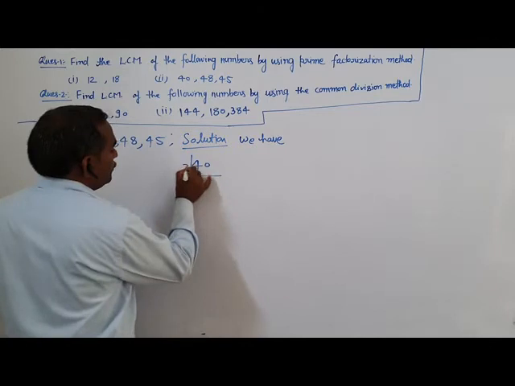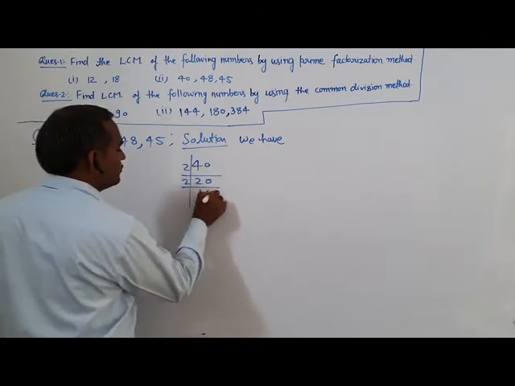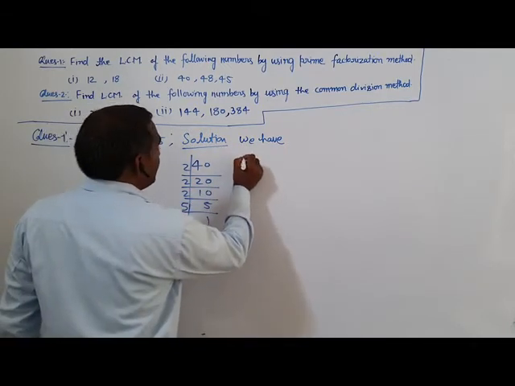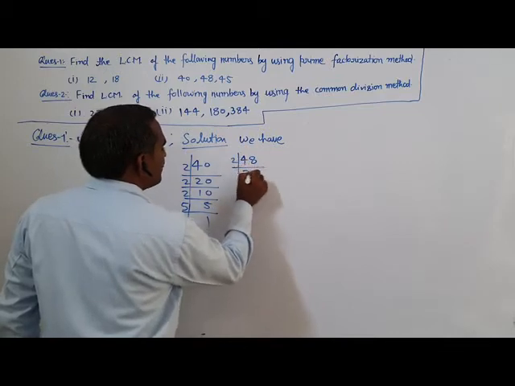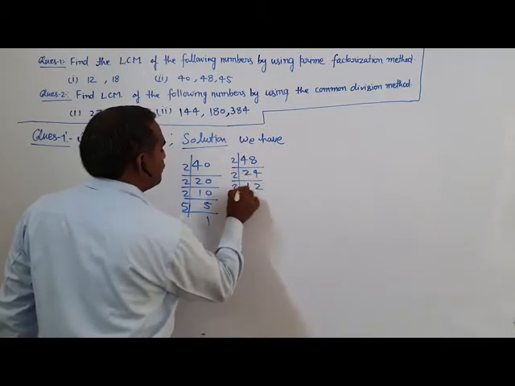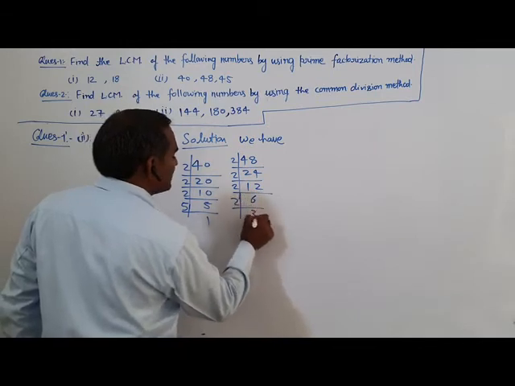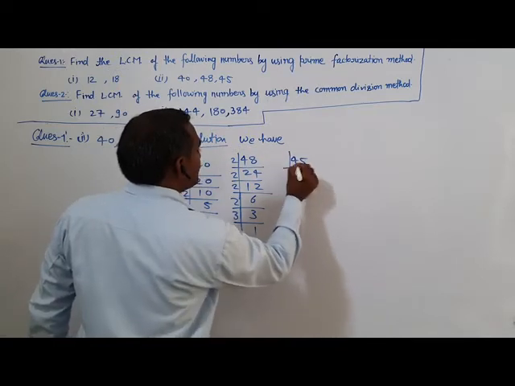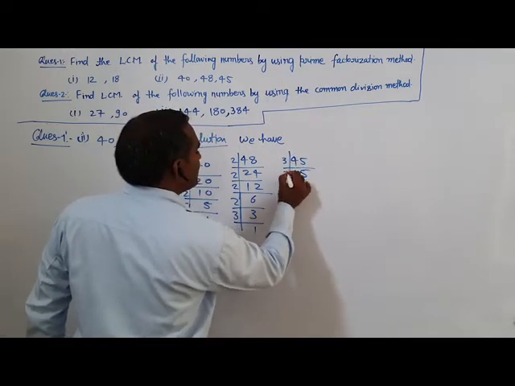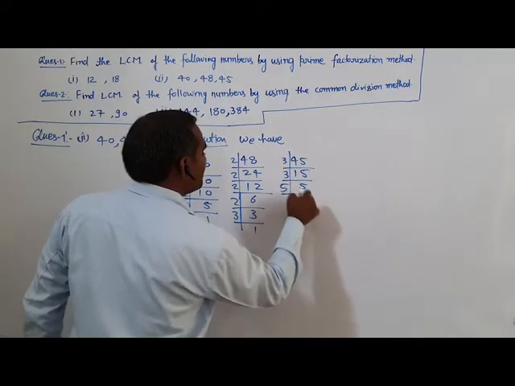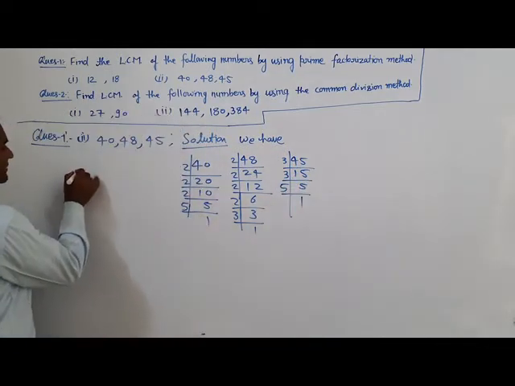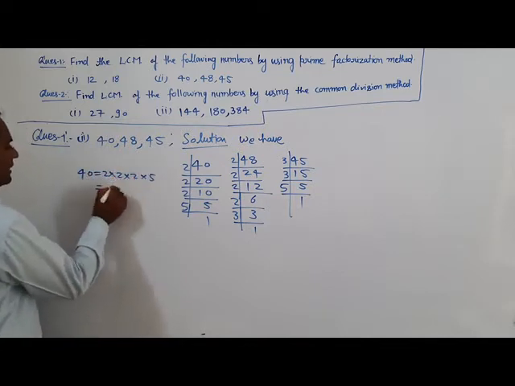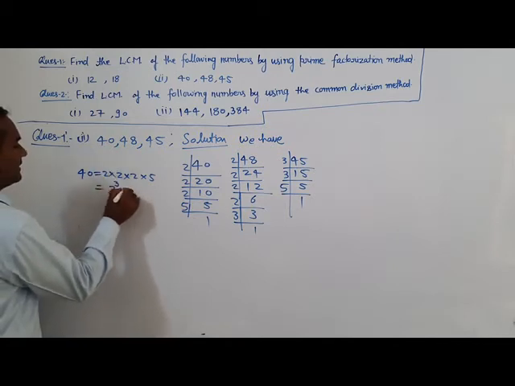Factorize 40: 2 2s are 4, 2 ones are 10, 2 5s are 10, 5 1s are 5. Now 48: 2 2s are 4, 2 4s are 8, 2 1s are 2, 2 6s are 12, 2 3s are 6, 3 1s are 3. Now 45: 3 1s are 3, 3 5s are 15, 5 1s are 5. 40 is equal to 2 into 2 into 2 into 5. Here 2 is 3 times, so the power will be 3, into 5.